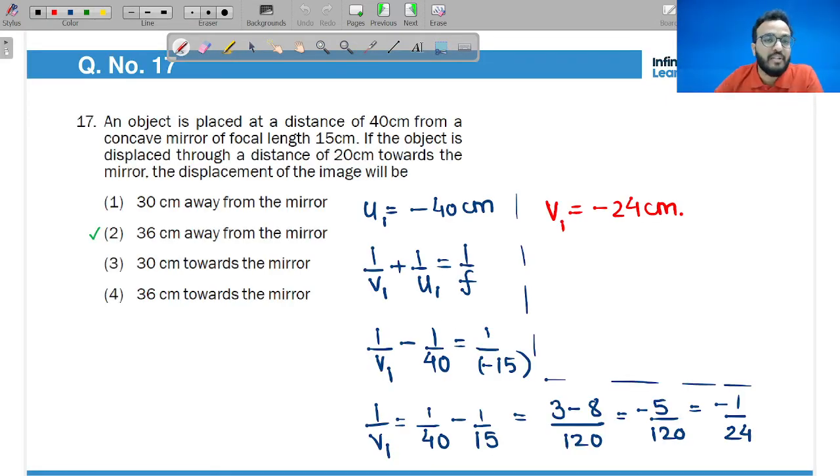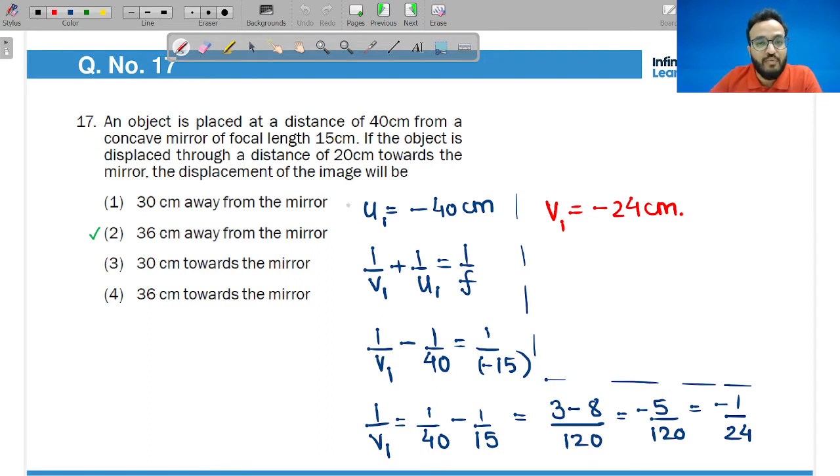Question number 17. This is also interesting. So they have mentioned two things here. An object is placed at a distance 40 centimeter initially, then it is brought to a distance of 20 centimeter. And they are asking you what is the displacement of the image. So what you do, you find out V1, that is the initial position of the image. Then after displacing the object, what is the next position, that is V2 of the image. Then you subtract from the magnitude of V1 the magnitude of V2, or vice versa.